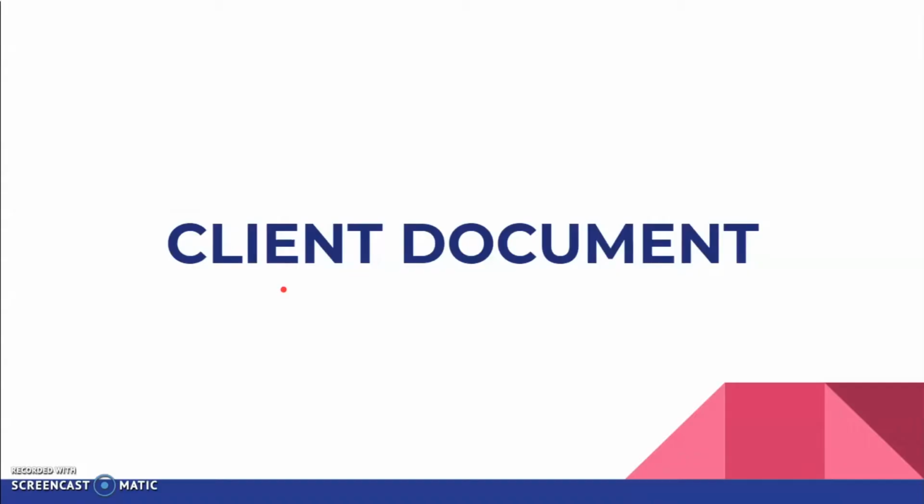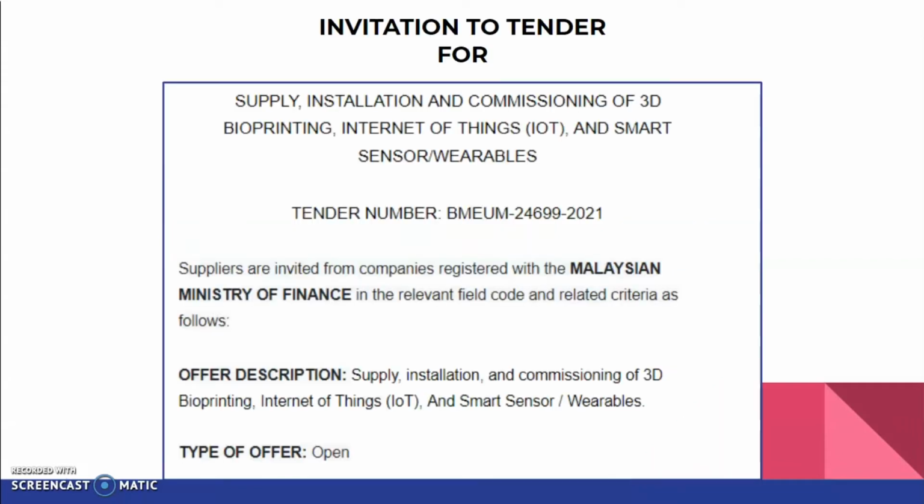So let's proceed. First, we're going to start with the client document. This is an example of an invitation to tender, with the title supply, installation, and commissioning of 3D bioprinting, Internet of Things, IoT, and smart sensors slash wearables. Here is the tender number.